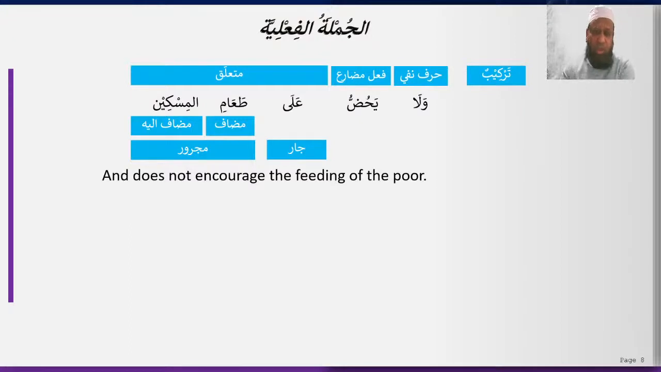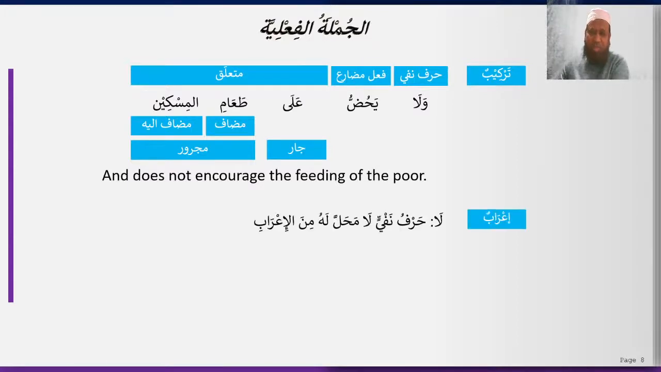Now we have a muta'alliq. What is our muta'alliq? We're going to connect with what? So in this sentence, we look for a fail, or ism al-fa'il, or sifa, or ism al-maf'ul, or masdar. Over here, we have a fail, yahuddu. There's only one fail. Yahuddu ala ta'am al-miskin, automatically it connects. So yahuddu is the muta'alliq.